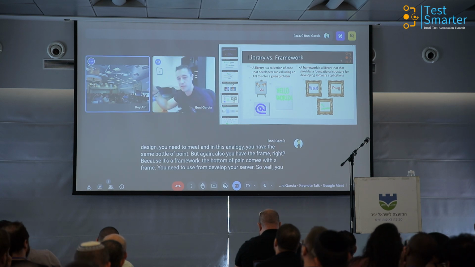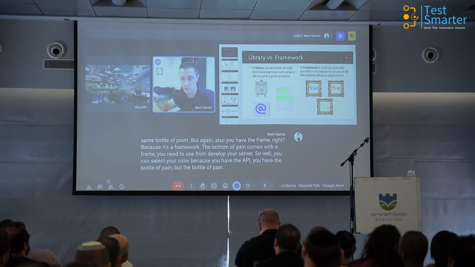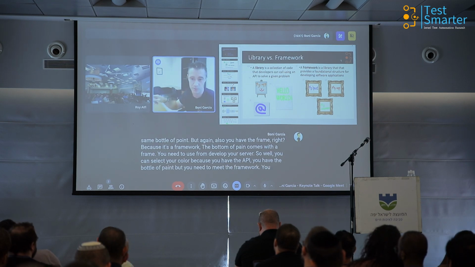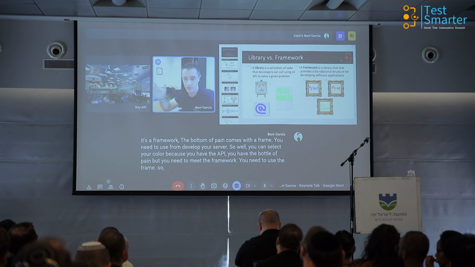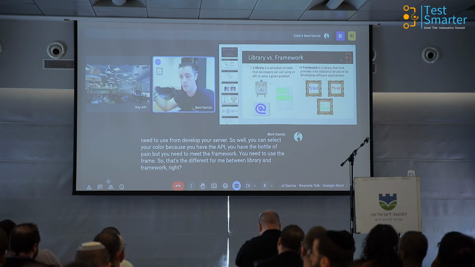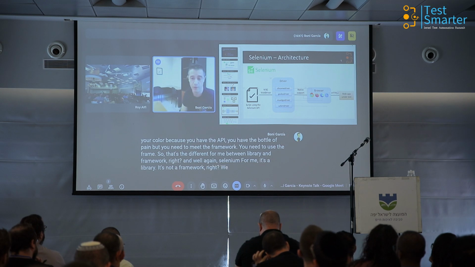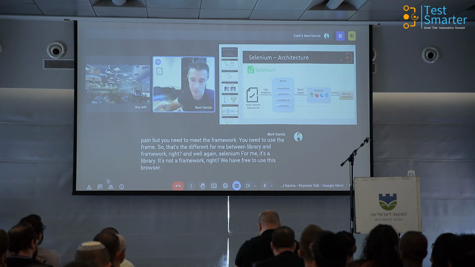So, well, you can select your color because you have the API, you have the bottle of paint, but you need to meet the framework. You need to use the frame. So that's the difference for me between library and framework, right? And, well, again, Selenium, for me, it's a library. It's not a framework, right? We are free to use this browser automation API in the way we want.